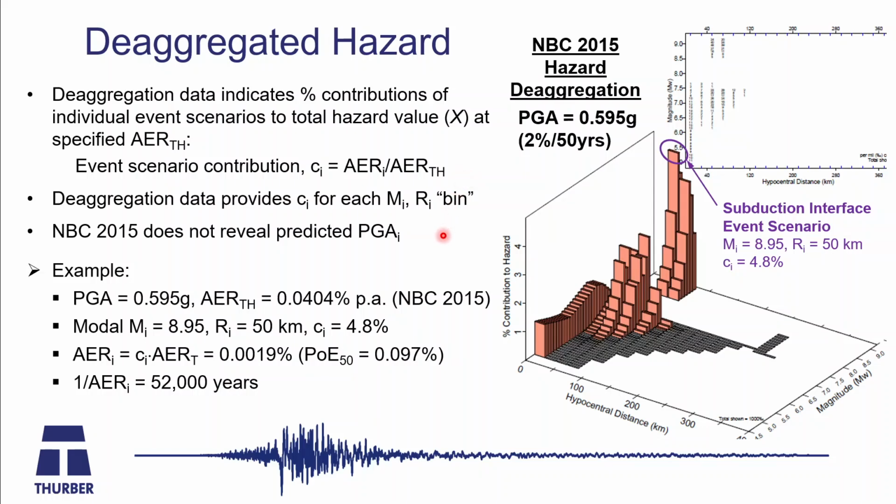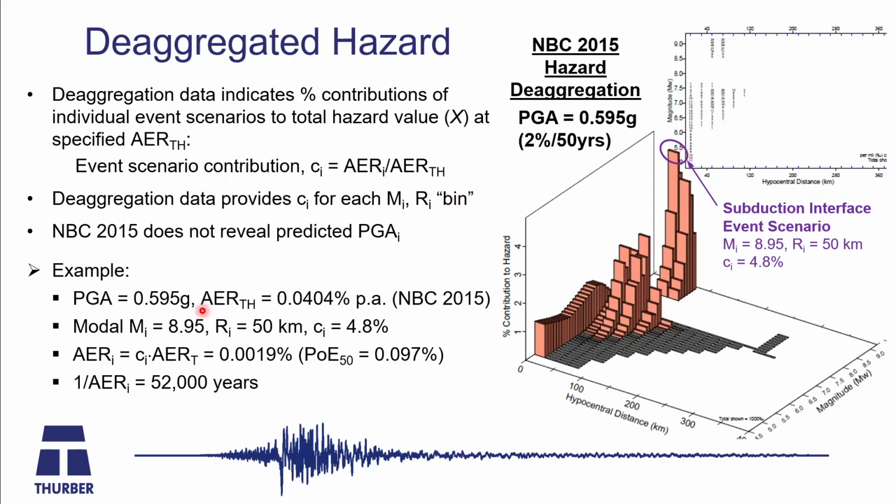So in the example here that we're looking at, we can look at the modal contribution. Okay, so this is the highest contributing event scenario. It has a magnitude of 8.95, so this is a subduction interface event, at a distance of 50 kilometers. That's the midpoint of the bin. And the contribution to the total hazard is 4.8%.